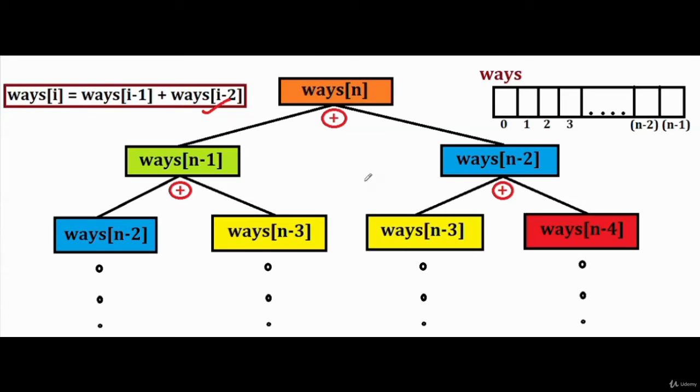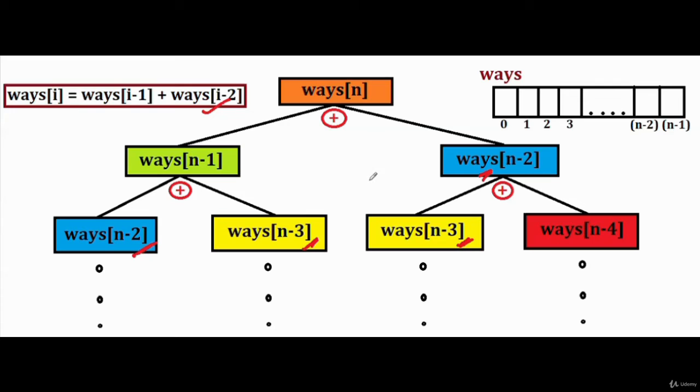But if we are going to calculate ways n like this, it's not going to be a very efficient way for sure. Why? This is because there are many repetitions occurring. For example, ways n minus 2 is being computed here and here, and ways n minus 3 is being computed both here and here. These repetitions decrease the efficiency of the algorithm.